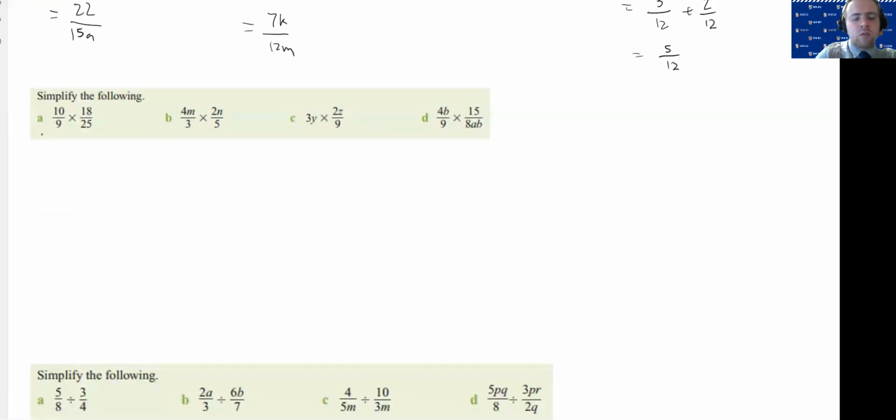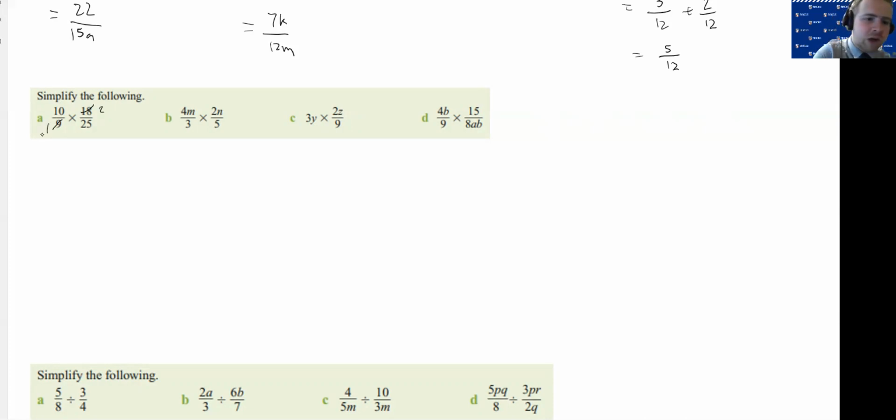Alrighty. Now, when we multiply fractions, we simply just multiply top with top and bottom with bottom. However, if we can simplify at the start, that makes things easier. So I can see here that I have a common factor of 9 between 18 and 9, so I can cancel those to get left with 1 and 2.